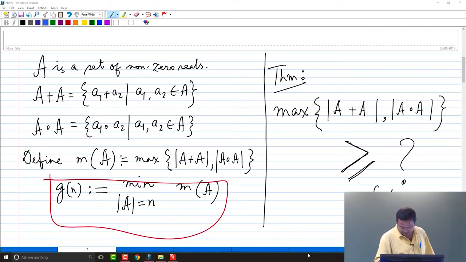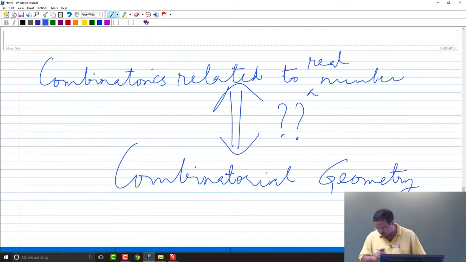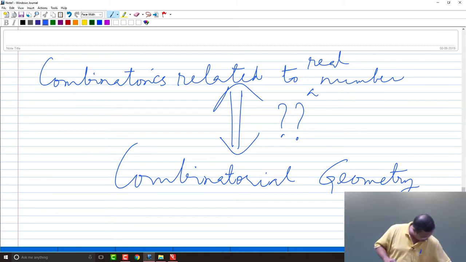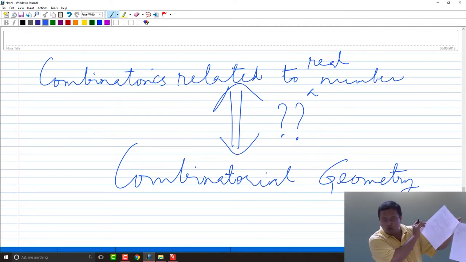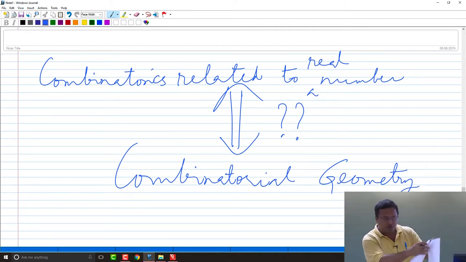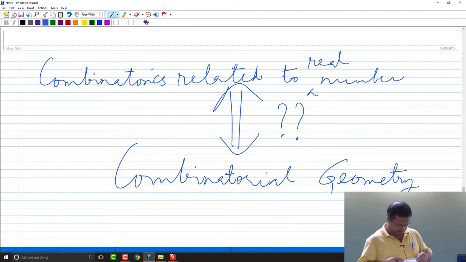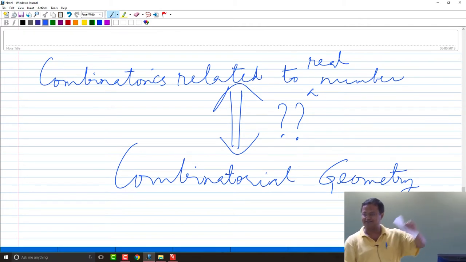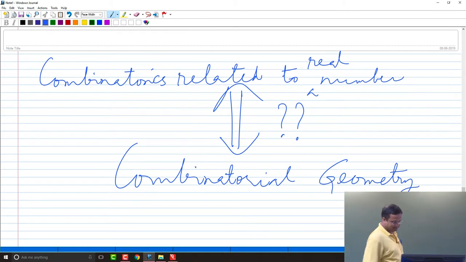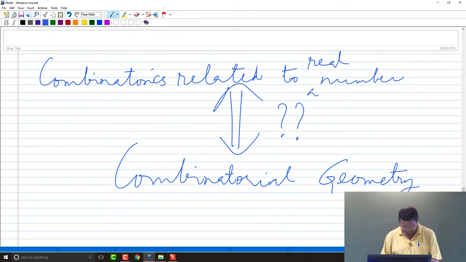Now comes the punch. This punch is a paper in Acta Arithmetica by György Elekes. It is just a 2-page paper, and the proof is really this much. Let us do the proof.